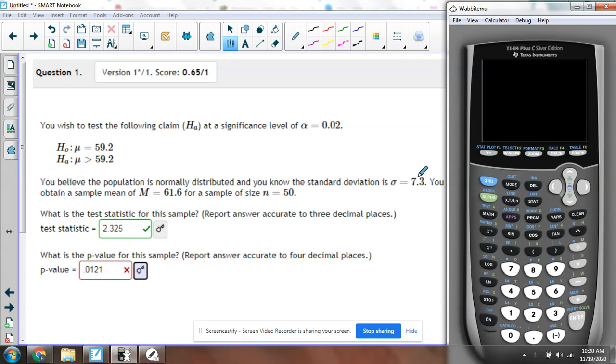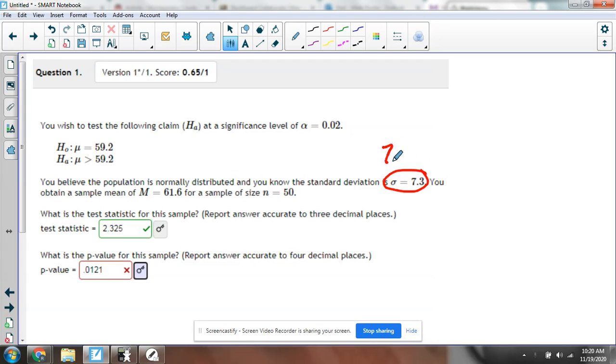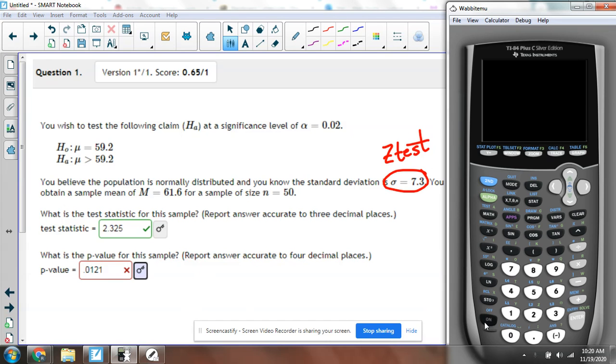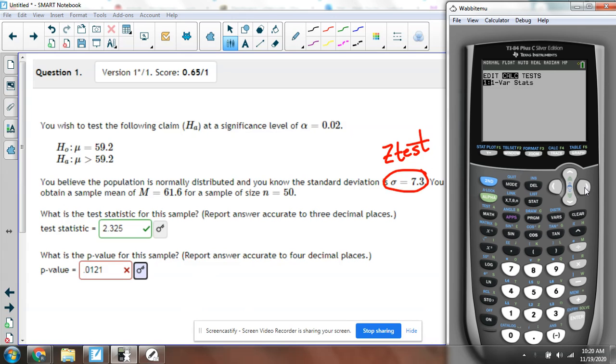So we know the population standard deviation, so that's going to be a z-test in the calculator. So we have in our stat menu, we're going to go over to z-test. We're going to put in our stats. We're going to plug in the mu is 59.2, the null mu. Our sigma is 7.3. Our x bar is 61.6. And our sample size is 50. We're trying to show that our mu is greater than the null.